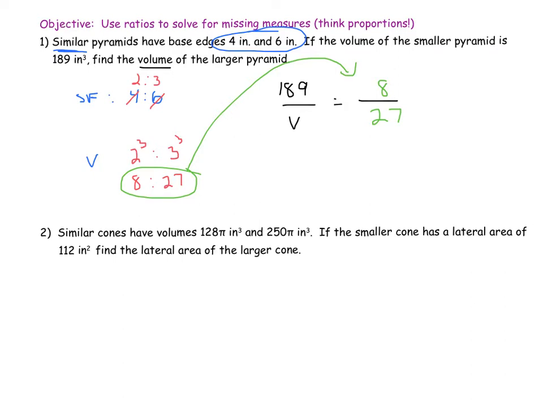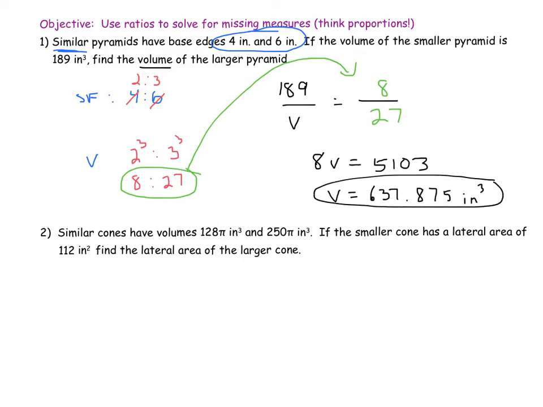We're going to get 8V equal to 189 times 27. I'm coming out with 5,103 for that. Dividing by 8, volume is going to be a decimal. You're going to think you're wrong. 637.875. And we're talking cubic inches. That would be my final answer. Okay, that's probably the easiest example. Let's walk through another one.